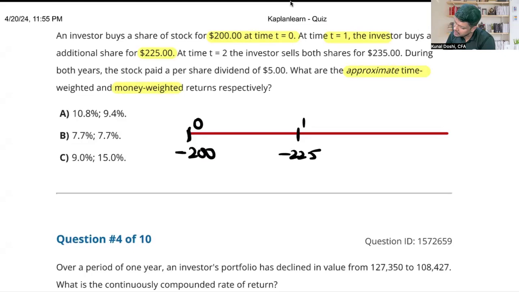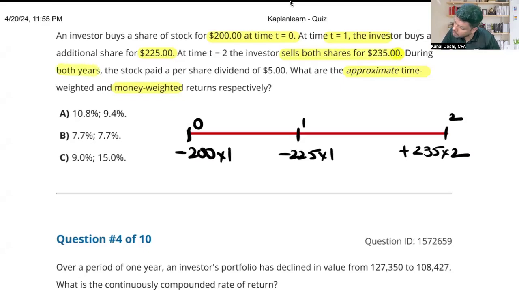Now, the third thing that they have asked is that at time 2, the investor sells both the shares for 235. So at the end of the second period, you sell 2 shares at 235. I'm doing 235 into 2. Why? Because I'm selling 2 shares. Here I bought 1 share, here I bought 1 share. So those are my outflow. When I sell that, that's my inflow. Am I correct? Correct.